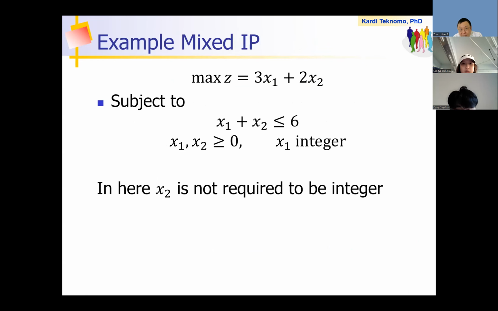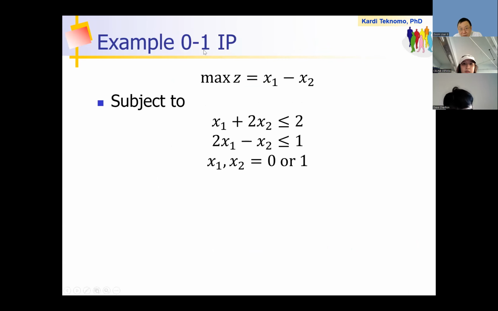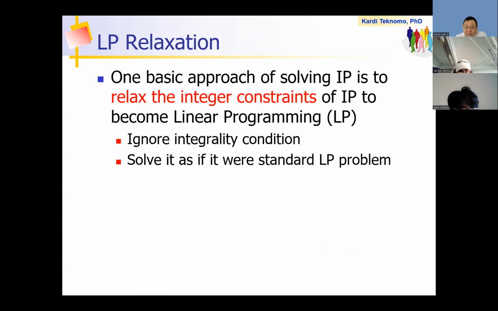So how about this one, 0 and 1 IP? What makes it different? This last one: x1 and x2 are integer, either 0 or 1. So this one becomes 0-1 IP. Then you will ask, come on, only the limitation of the values makes it integer programming? Yes, either they are integer or binary, then it becomes integer programming.